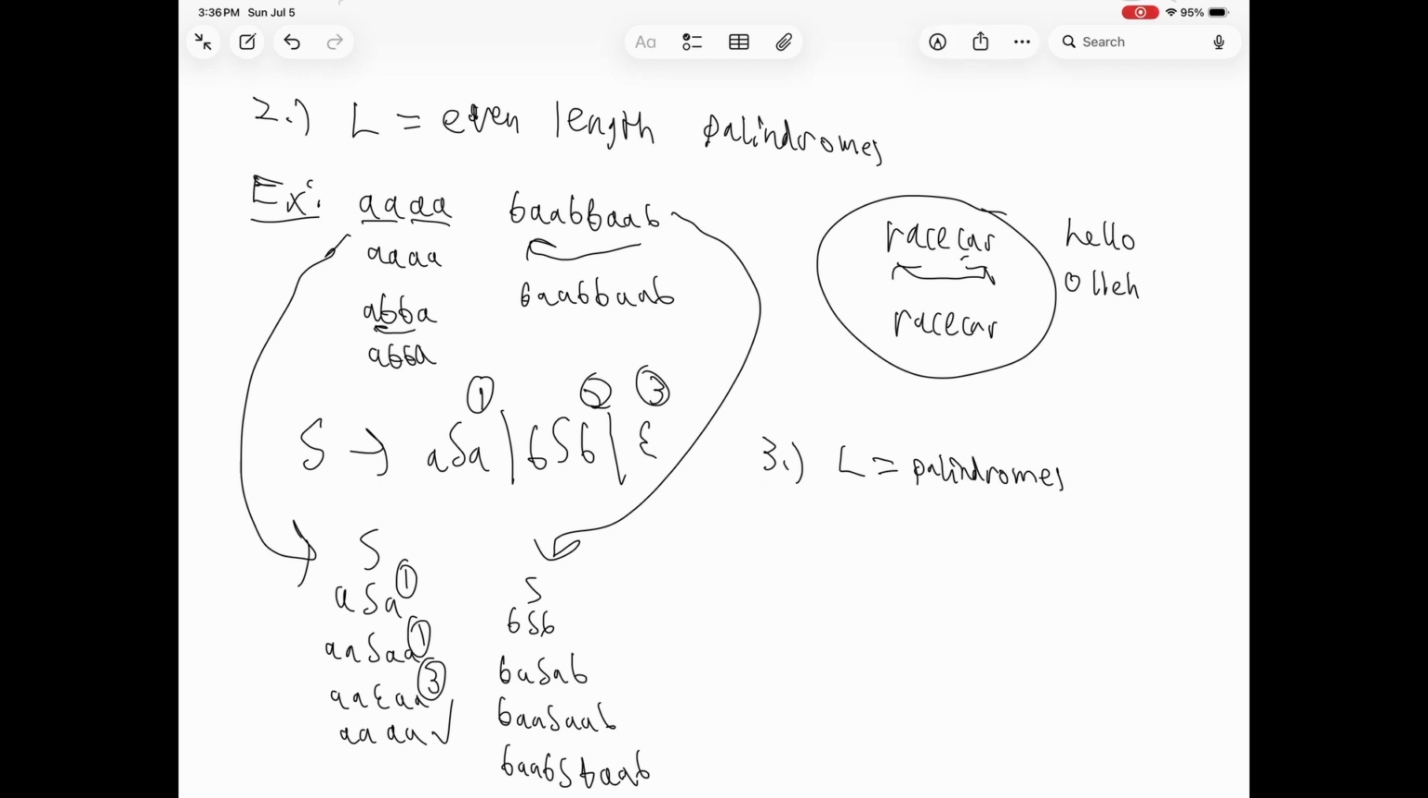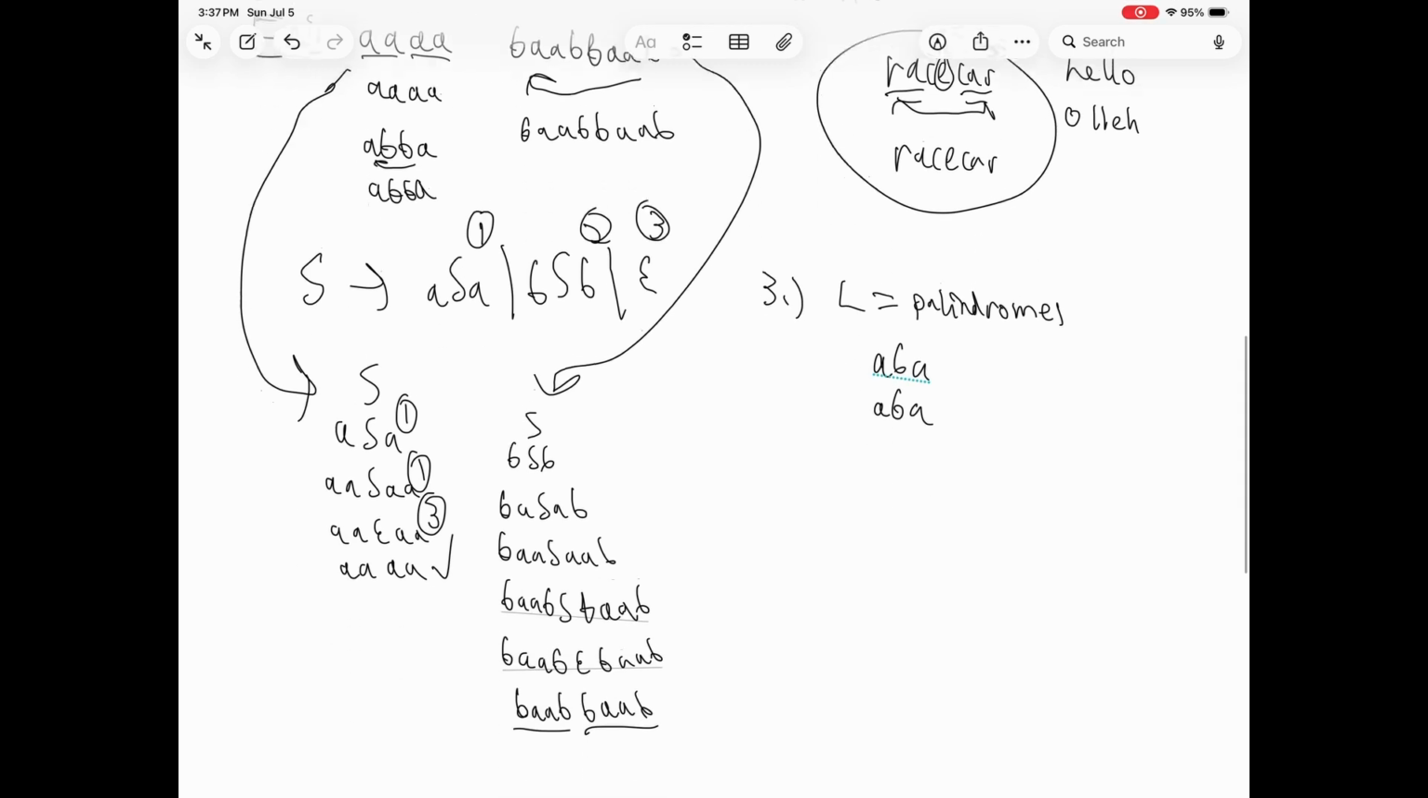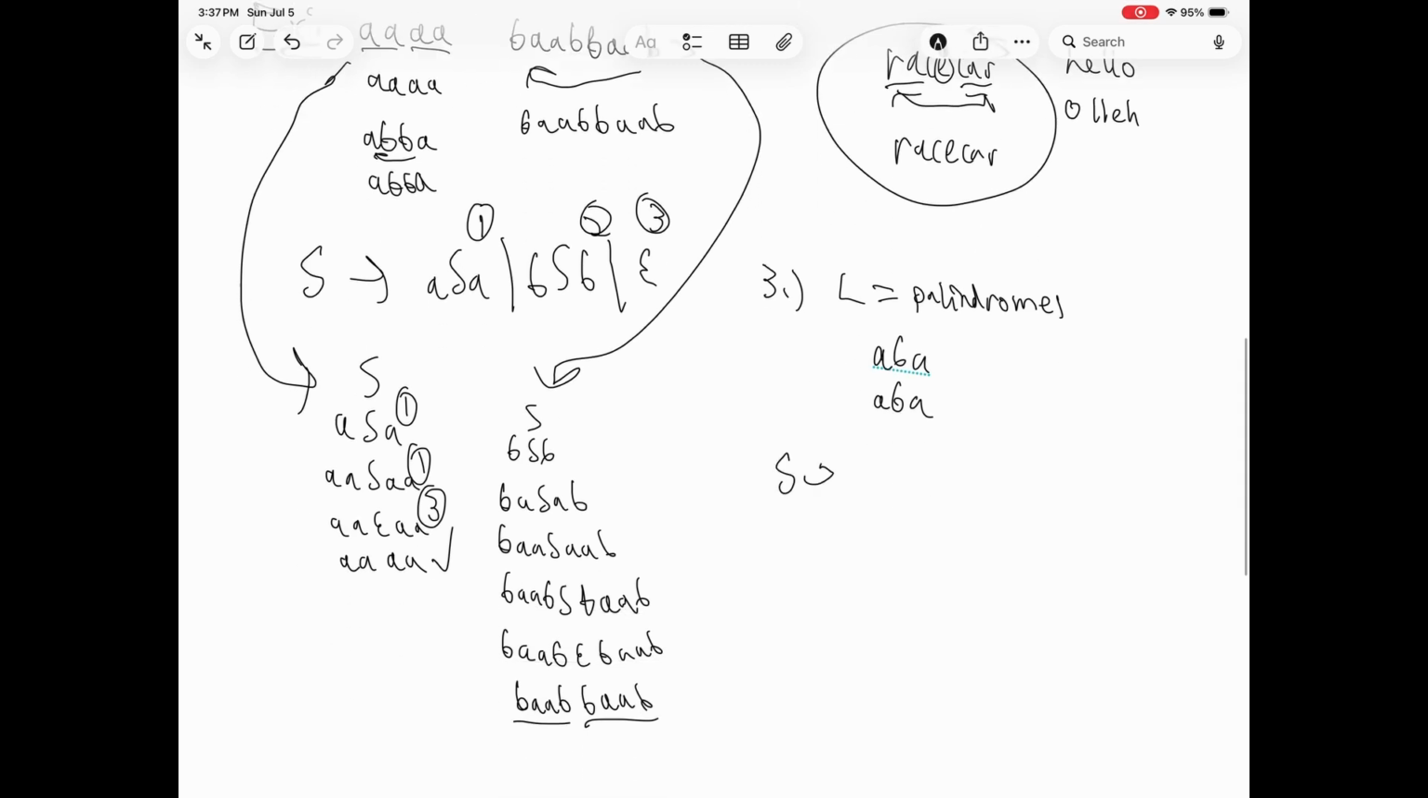Notice how racecar has the car on both sides, but it has this E in the middle. It's still a palindrome. It's just an odd length palindrome. For example, if we have ABA and we flip it, it's still ABA. So that's completely valid. And we don't really have to destroy too much of what we had before. All we simply have to do is write ASA, BSB.